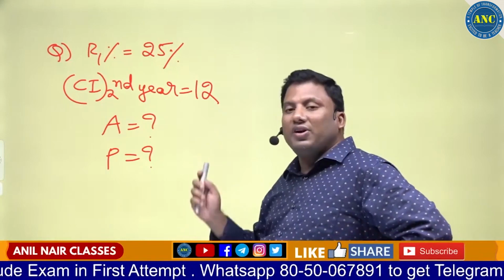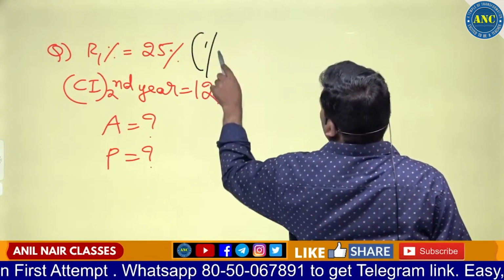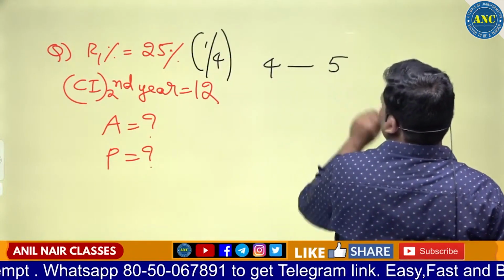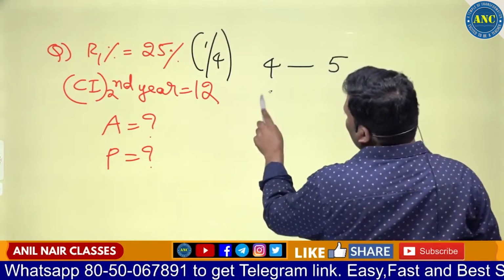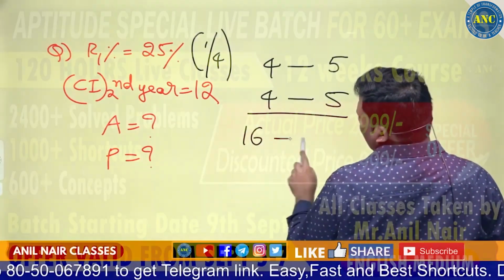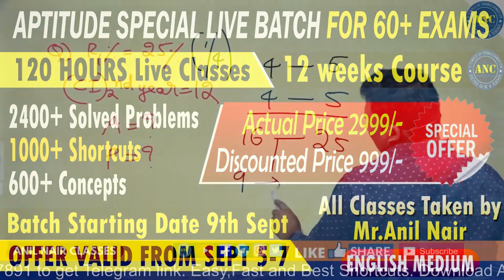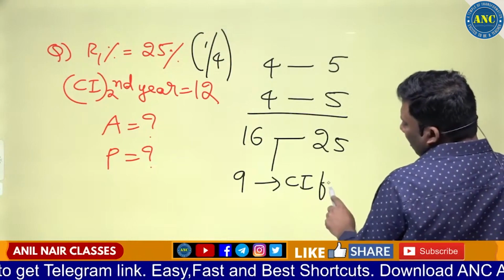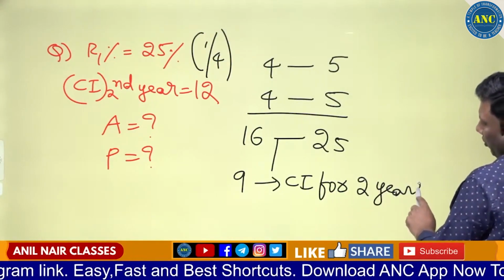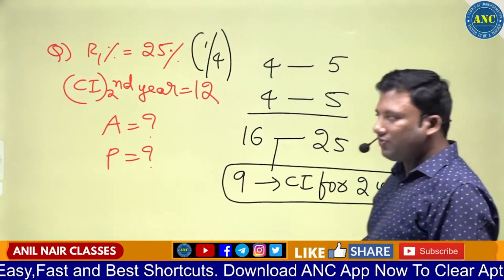The method we discussed right now, if you observe carefully, 25% is 1 by 4. 4, 1 increase 5. Second year also, 4, 1 increase 5. 16 has become 25. What is this total? 9. 9 is the compound interest for 2 years.